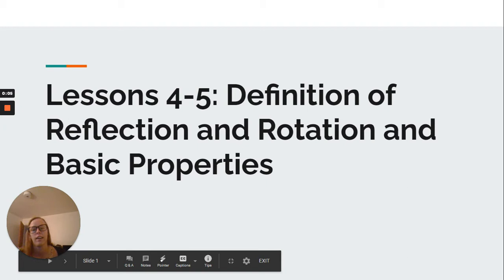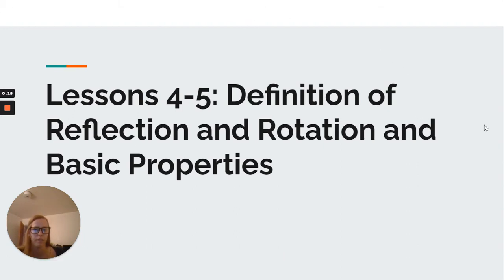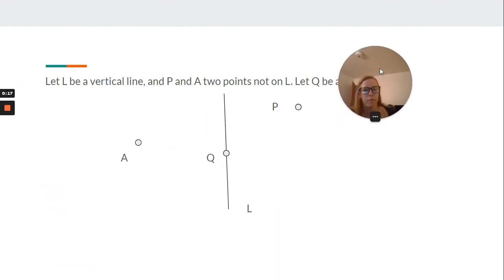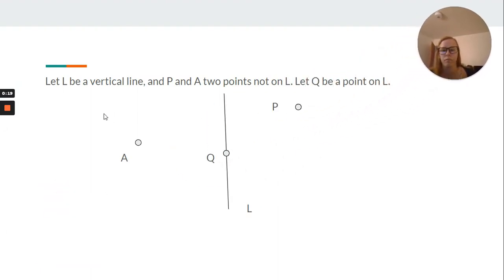So we've looked at translation and its basic properties. Now we're going to look at reflection and rotation and their basic properties. So two lessons in one today. So I'll move my bubble up to the right.